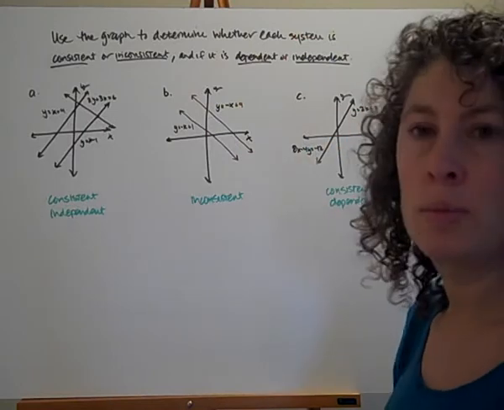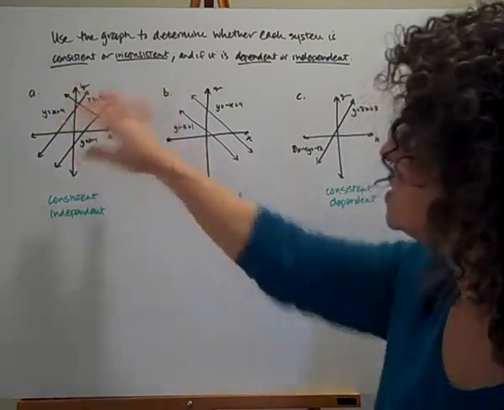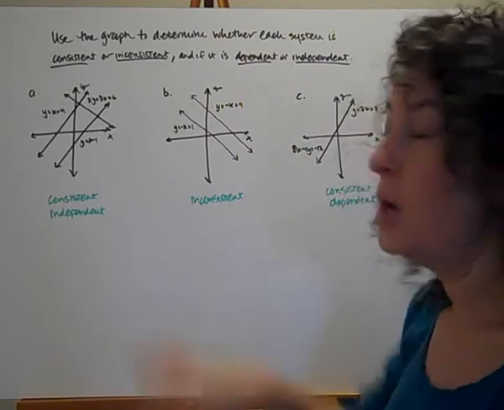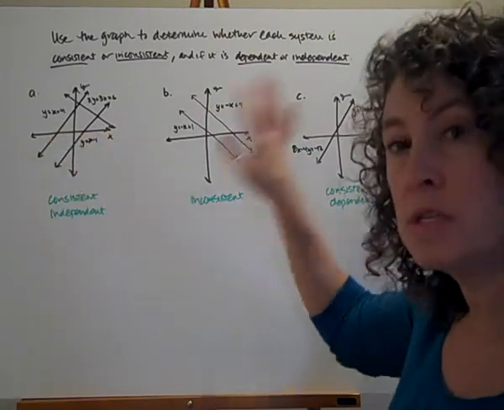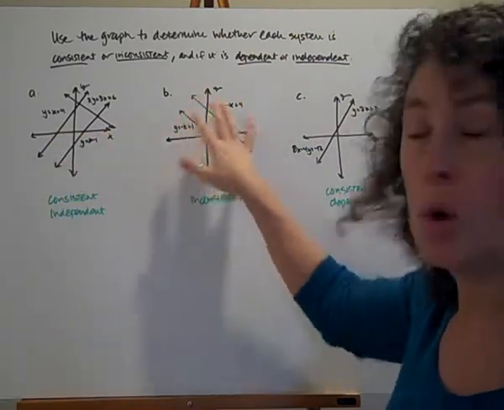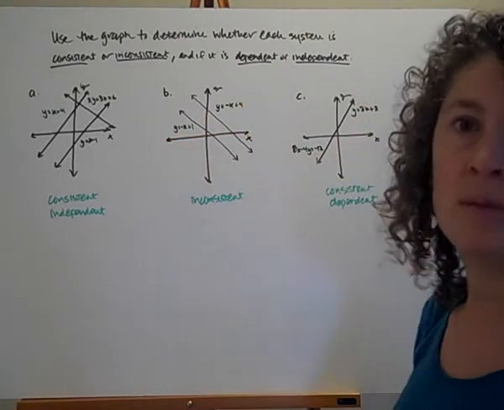So for this chapter, we'll be looking at solving systems of equations, and we'll see one of these three situations turn up. We'll see that we have one solution, we'll see that we have no solution, or we'll see that we have infinitely many solutions.